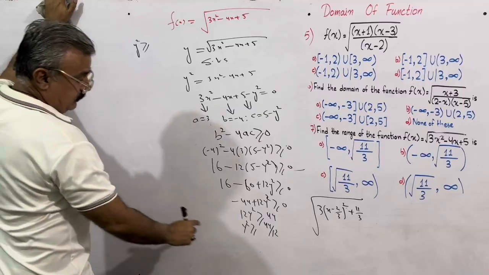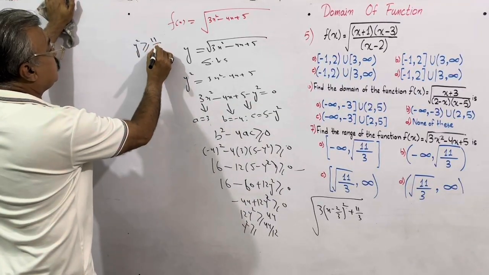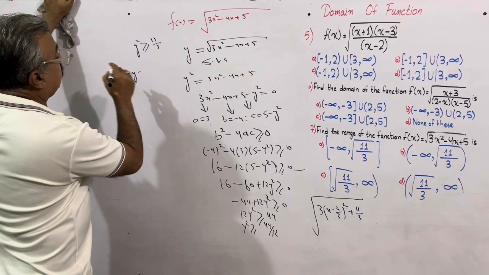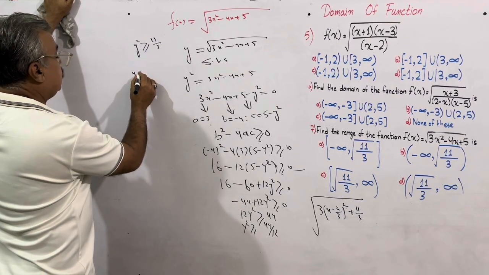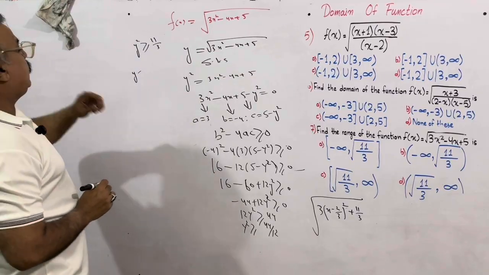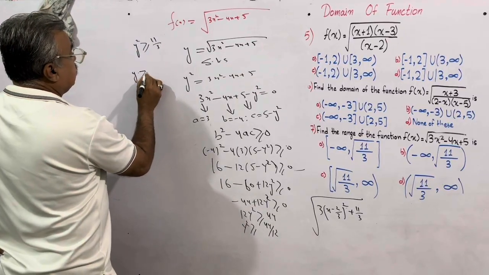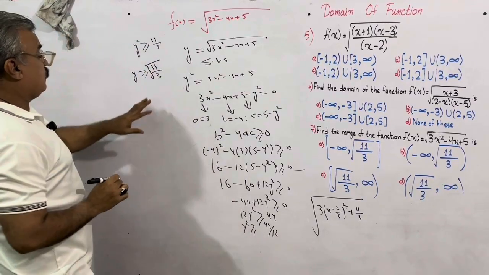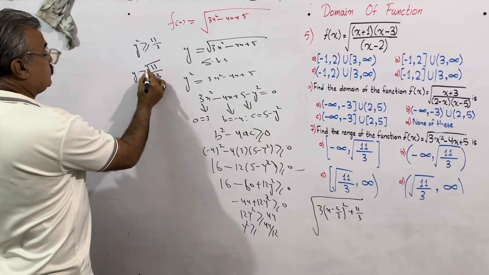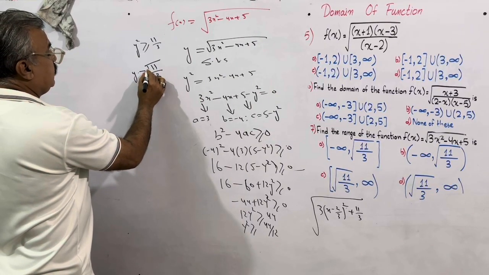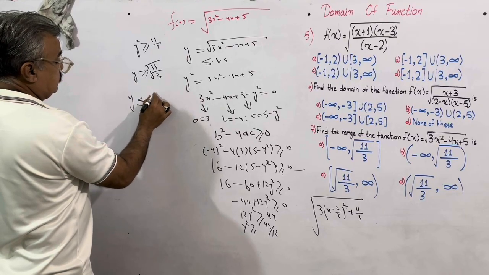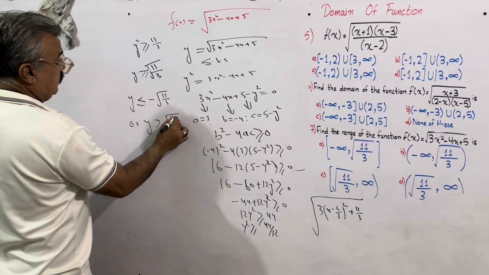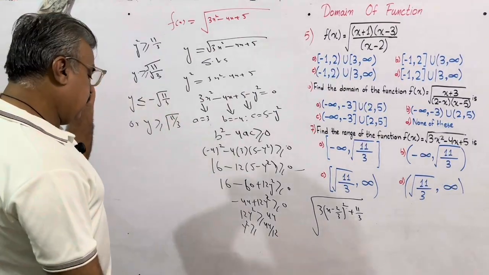So y square is greater than or equal to 44 over 12, applying the table of 4, it becomes 11 over 3. I have two possibilities for this. Y square is greater than or equal to 11 upon 3. Then y is equal to under root 11 upon 3, positive as well as negative. Or I can write y is less than or equal to minus under root 11 over 3, or y is greater than or equal to under root 11 over 3.